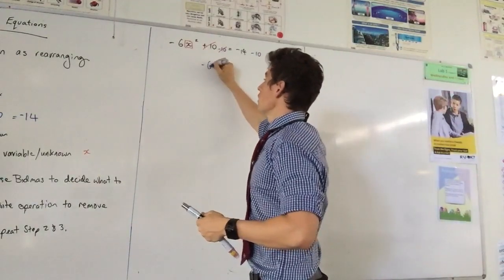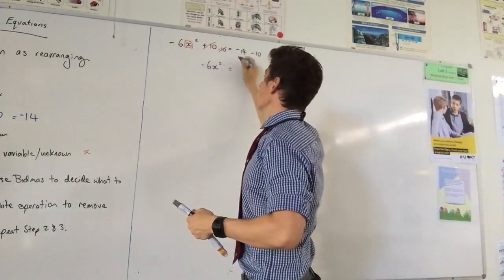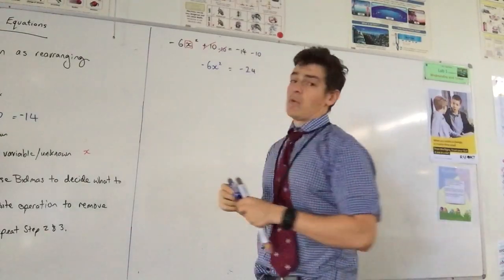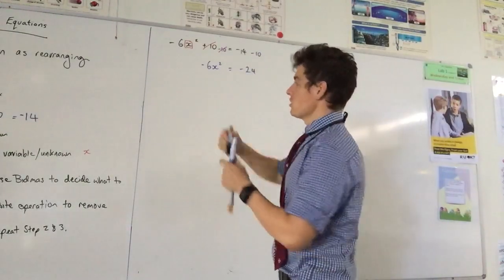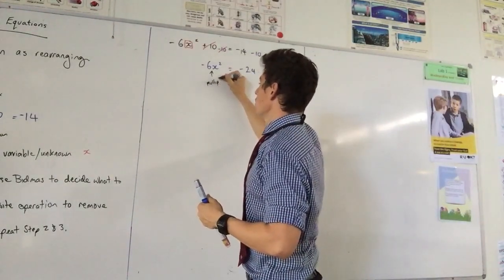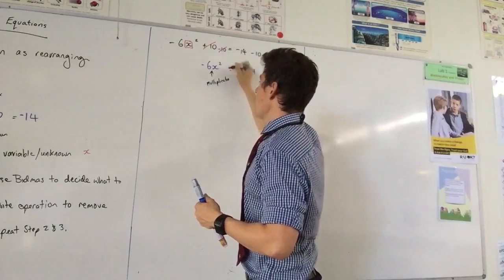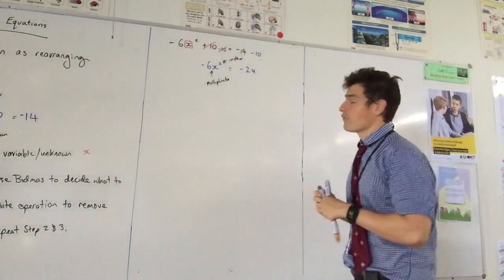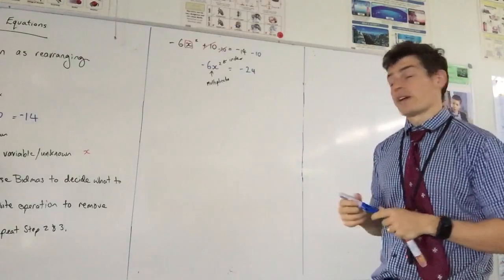So I've got negative 6x squared equals negative 14 minus 10, which is negative 24. Now what I have remaining, that is not a subtraction, that is a negative 6 multiplication and an index up here. So reverse BOMDAS says that I have to attack the multiplication first.